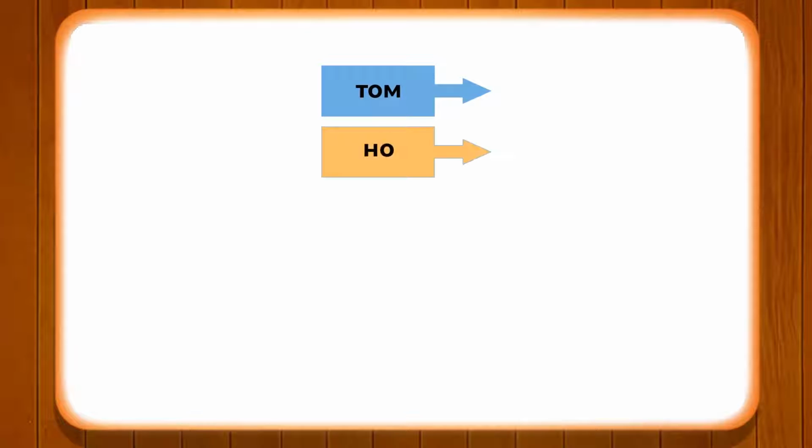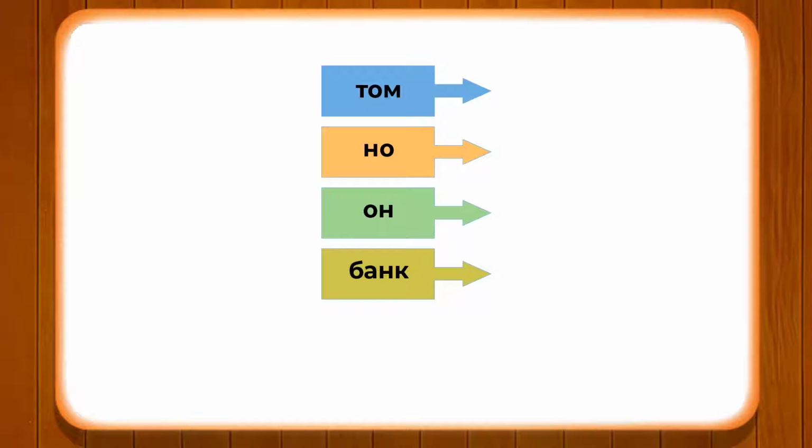Likewise, in tom, it is on o. In no, it is on o again. In on, it is on o again, and in bank, it is on a, and on u in the last word. I hope you will remember these important aspects of Russian phonetics while learning them.